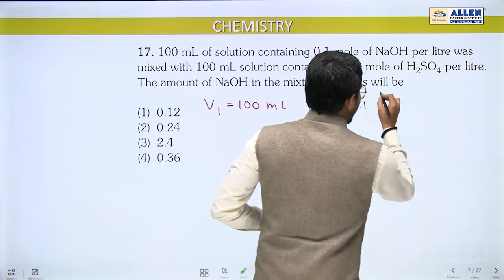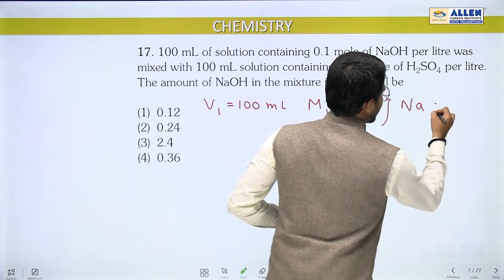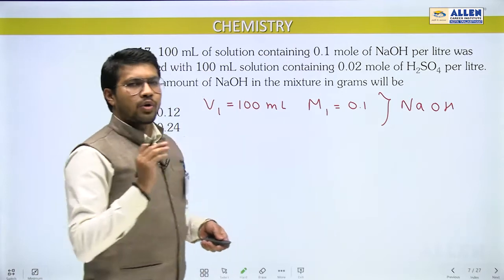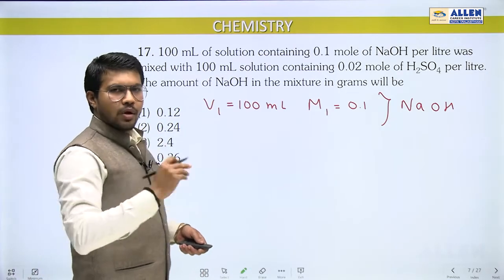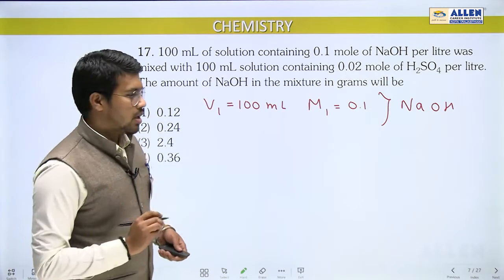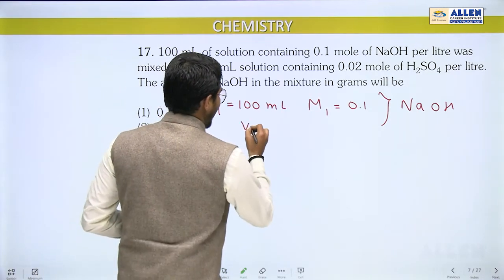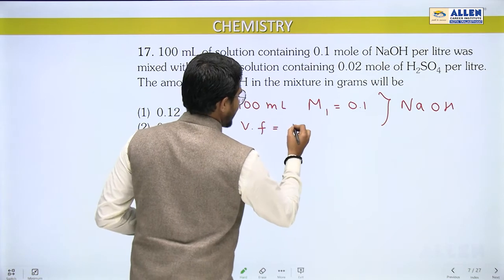This is the given information for NaOH. One more thing I would like to say is that NaOH is a base which releases a single OH minus ion. So we can say that the valency factor for NaOH is what?